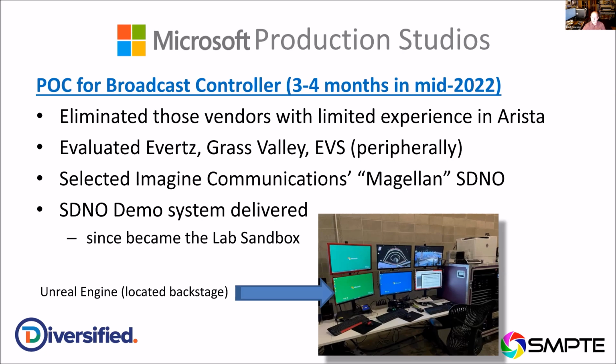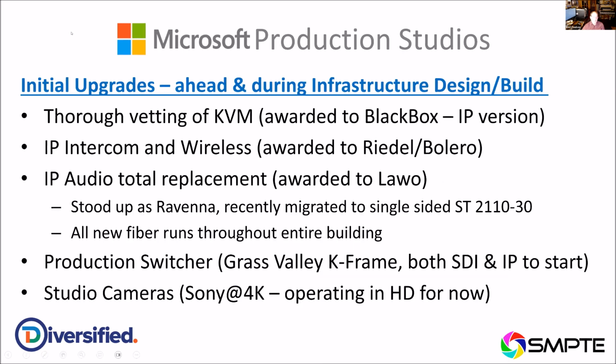This again is just another photo here for fluff of what the Unreal system, which is located in the backstage. So the initial upgrades required the vetting of the KVM system, which we awarded to Black Box, their newer IP version, Boxzilla and so forth, an IP intercom and wireless, which was given to Riedel and Bolero. The total system for audio was all Lawo, and we know the stories on that. Lo and behold, we didn't know that they were going to replace the switchers and the cameras.